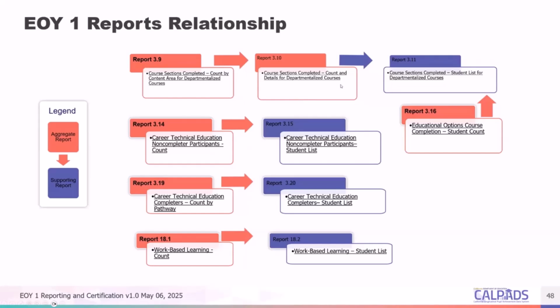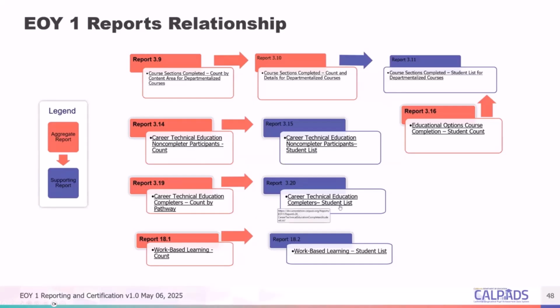This information is also in the user manual. When you look at the report mapping guides, if you look at 3.9, it will tell you that this report is linked to 3.10. 3.10 will show you that it is linked to 3.11 as well. This is a simple image to help you make sense of your reports, right?